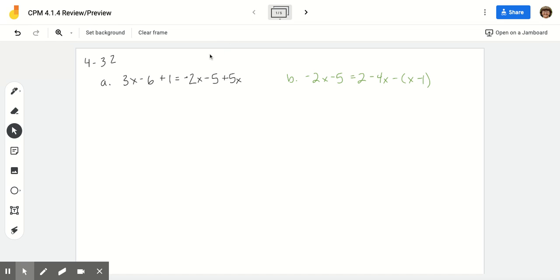These are the review preview problems that go with 4.1.4 in the Algebra Connections book. So we'll start with 4-32.